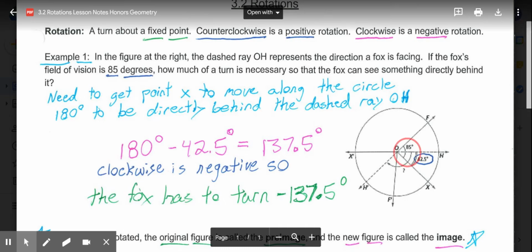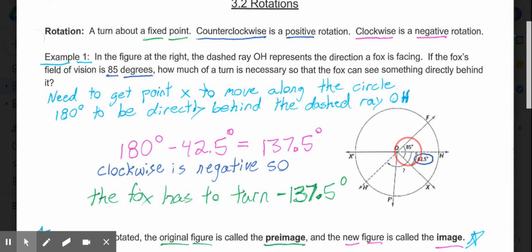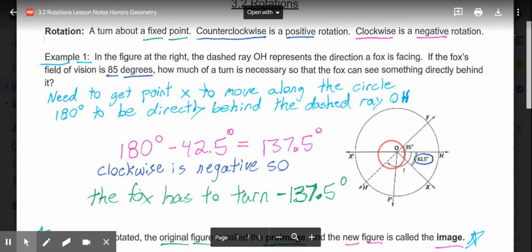So the fox's field of vision is 85 degrees. That means that whole arc where he could see is 85 degrees. So the fox could see to point F and to point X, 42.5 degrees on each side of point H. So this arc FX is the fox's field of vision, or angle FOX is the fox.